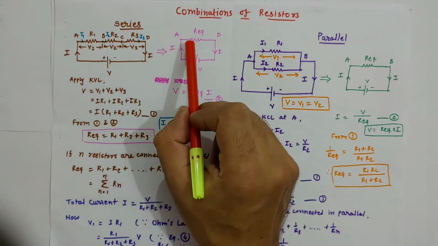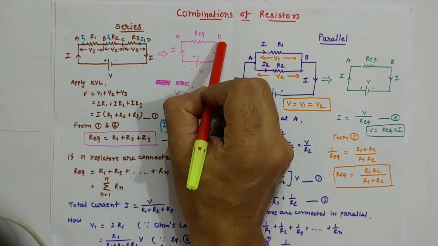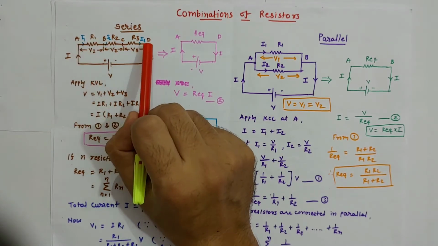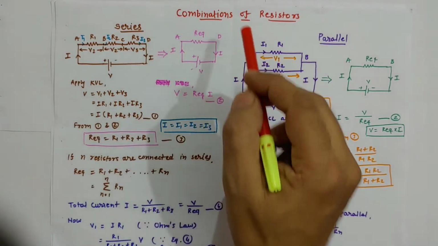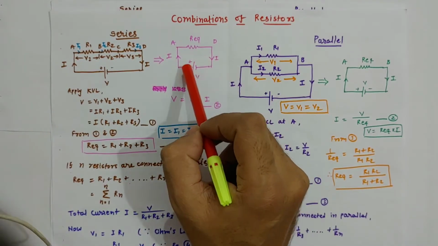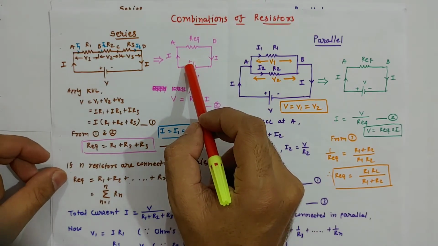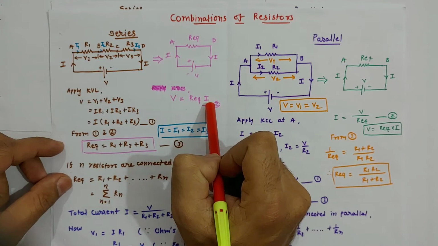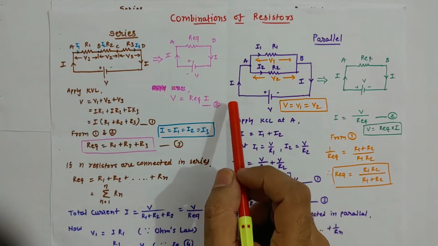Now we want the equivalent value of the resistor. The single resistor connected between A and D should have the same equivalent value as the combination of resistors connected between A and D in this circuit. So we write the equation for this circuit applying KVL. We get V equals R equivalent multiplied by I. This is our equation number 2.